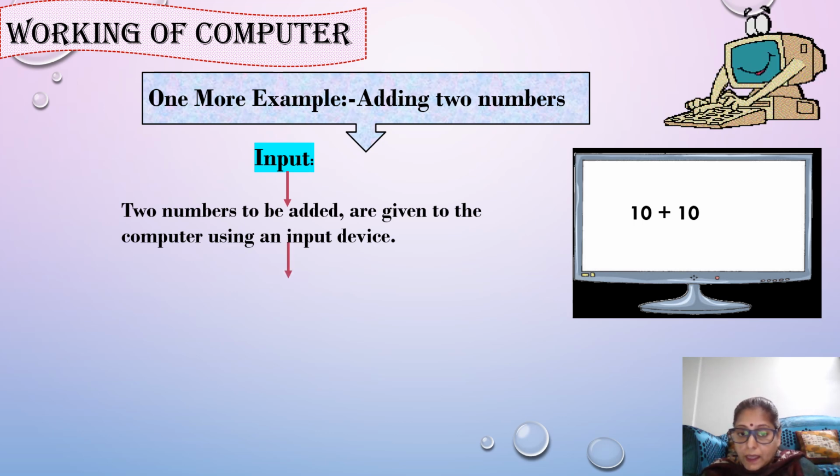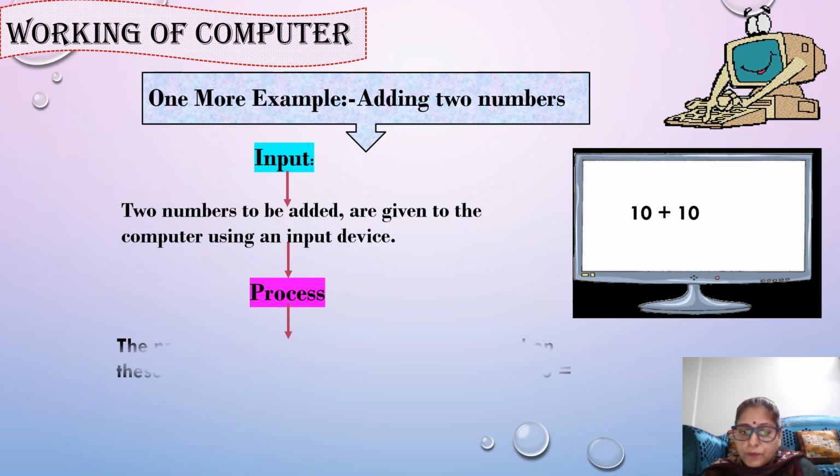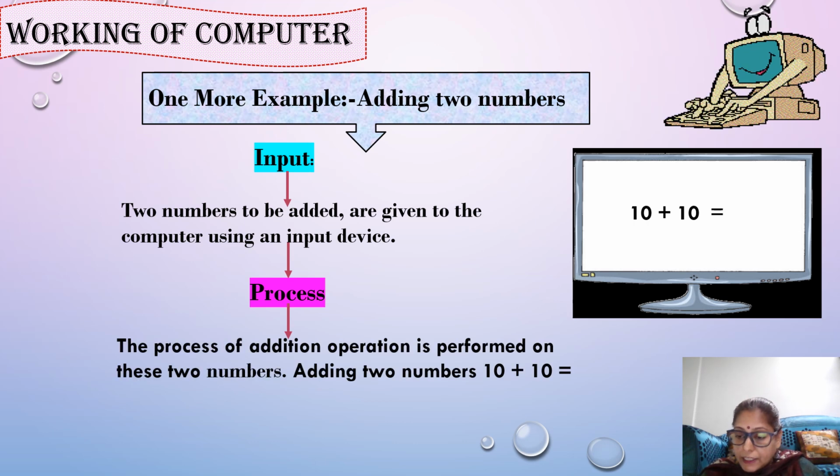Now, second step is process. What is process? The process of addition operation is performed on these two numbers. Adding two numbers, 10 plus 10, means the computer calculates what is the result. Okay, so that is process. After that, the third step is output.